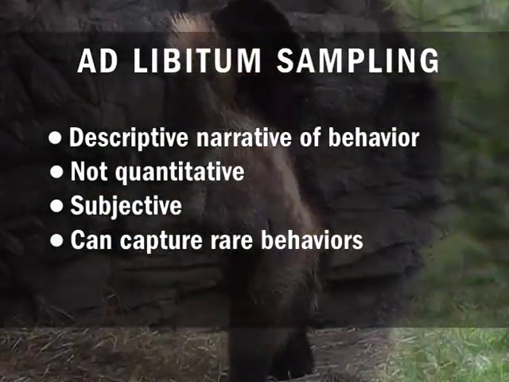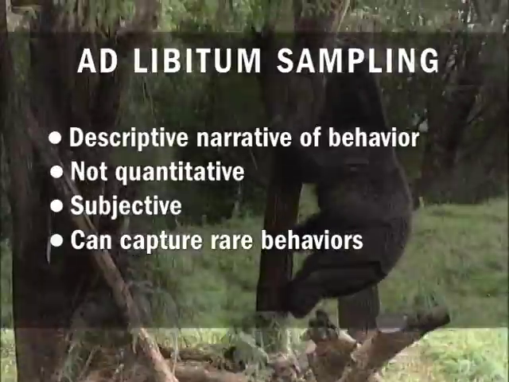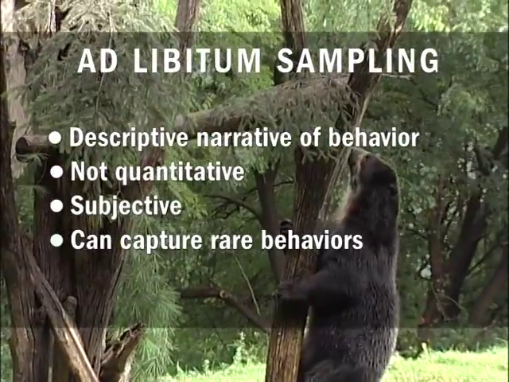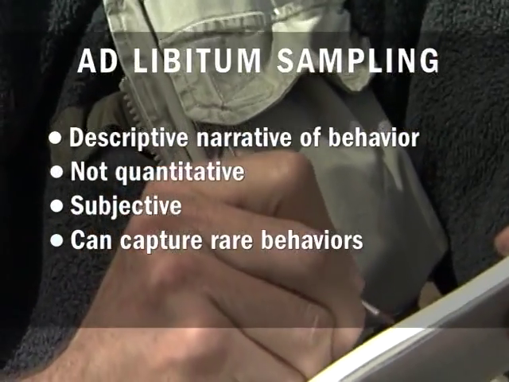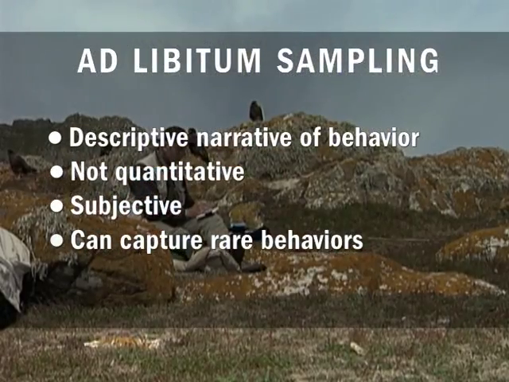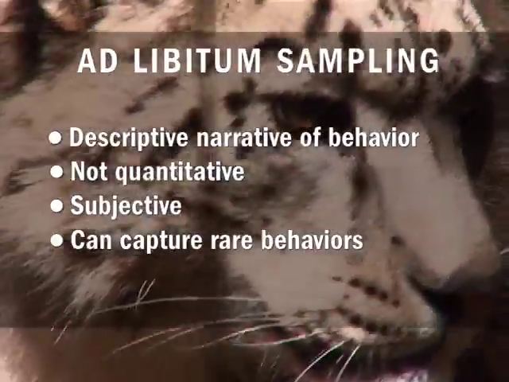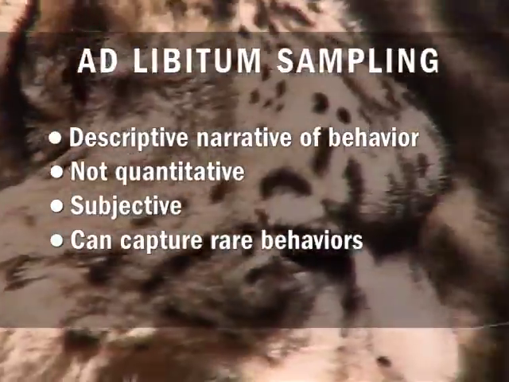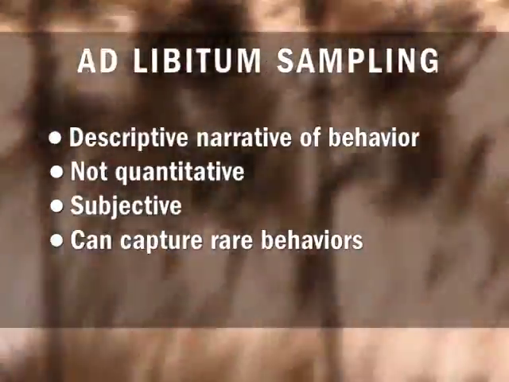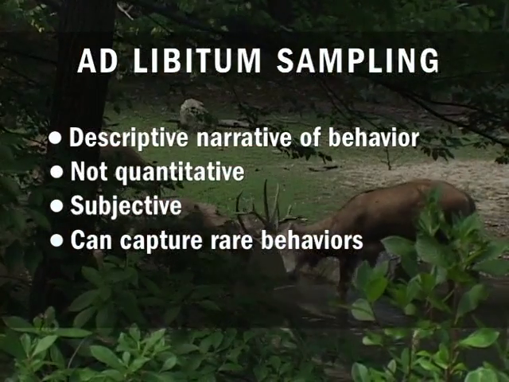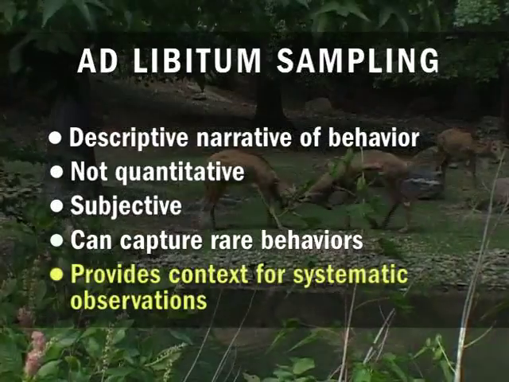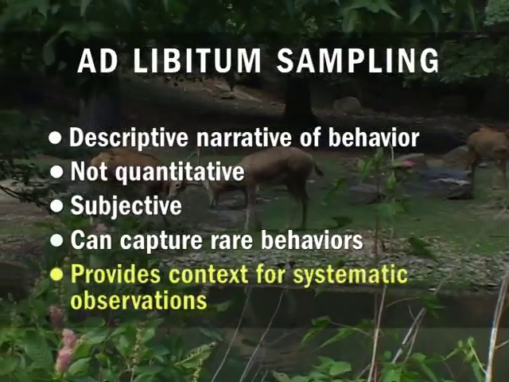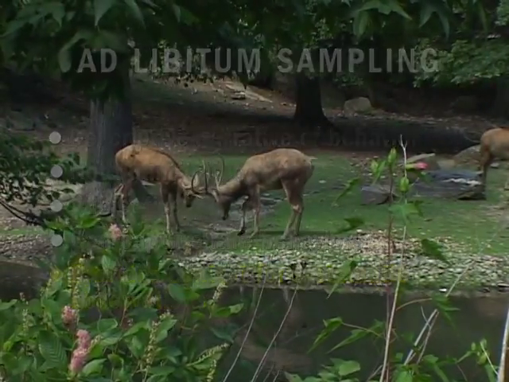The initial observations you made when creating an ethogram are an example of ad libitum sampling. The daily logs zookeepers make for captive animals and the field notes researchers record for wild animal behavior are also examples of ad libitum sampling. Ad libitum sampling is often paired with other more systematic methods and can be helpful for establishing the context and time frame in which the behavior was observed.